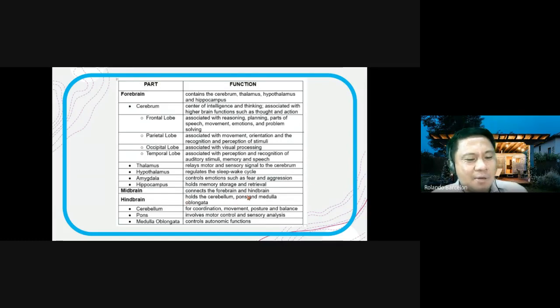The midbrain connects the forebrain and hindbrain. In the hindbrain, we have the cerebellum. The cerebellum is for your coordination, movement, posture, and balance. Then we have the pons and medulla oblongata. That's all about the parts of our brain.